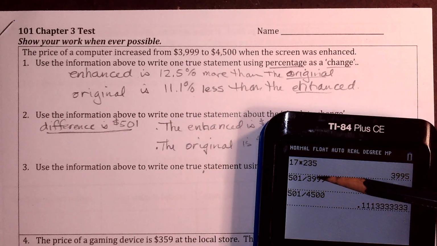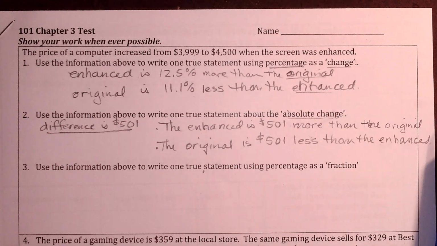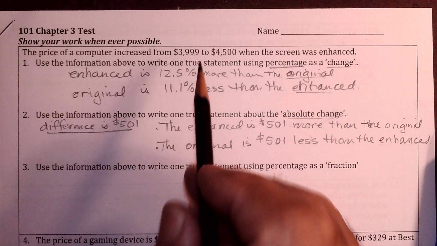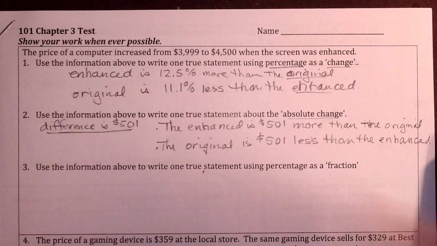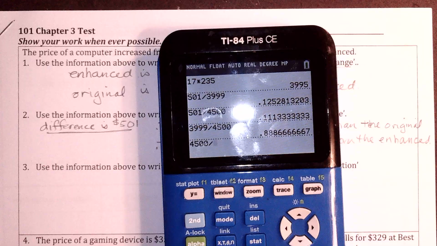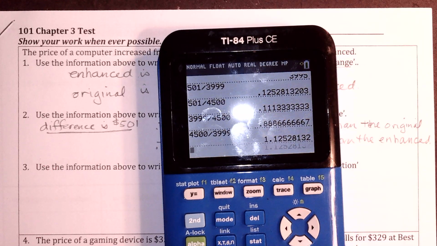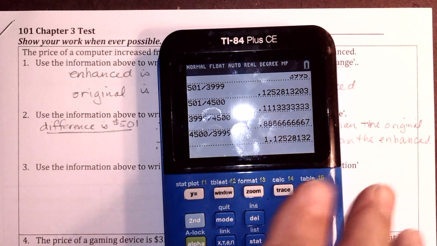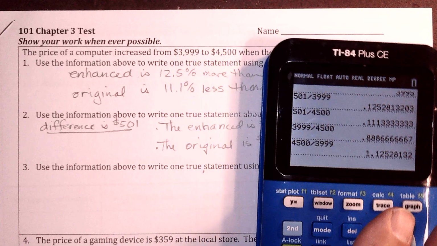Again, it's important to look at the denominators. And the same thing when we do the fraction. Now in the fraction, we're just going to take one and divide it by the other, and the other divided by the one. So I'm going to do 3,999 divided by 4,500. One answer, 88.9%. The other answer would be 4,500 divided by 3,999. And that's 112.5%, multiplying those by 100.